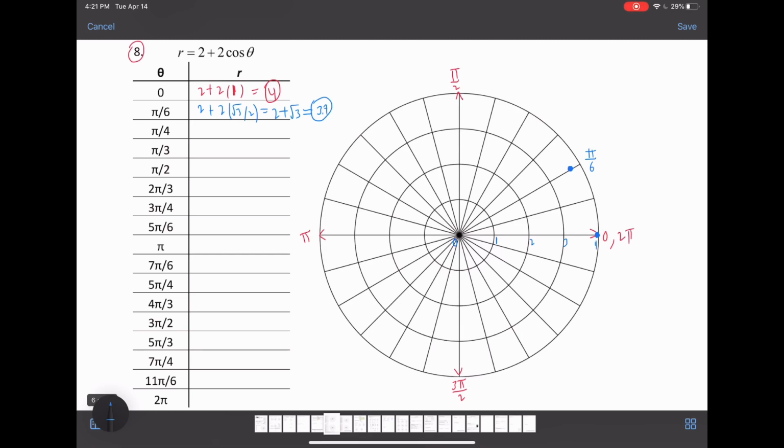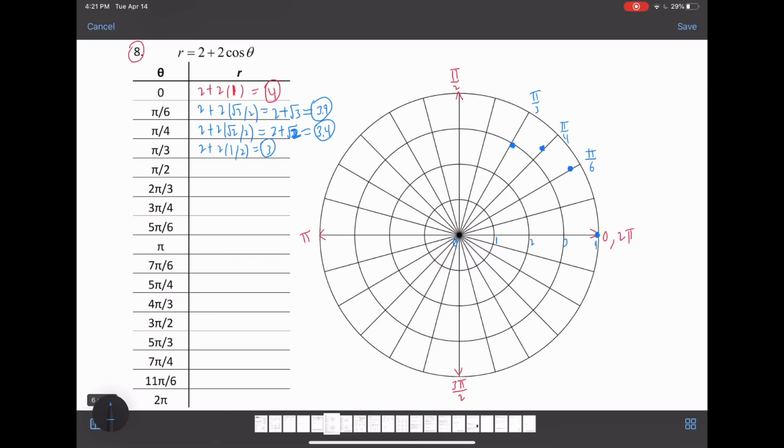Next up, pi over 4. This is 2 plus 2 times the square root of 2 over 2. So calculator-wise, 2 plus the square root of 2 this time gives me about 3.4. So on the picture, pi over 4 is at 3.4. So I'm curving around a little bit further in. Pi over 3, 2 plus 2 times a half, and this is really just 2 plus 1 gives me exactly 3. So pi over 3 is here. We're down to 3 units. This one's kind of starting like a bigger scale version of the last one where it's curving back and around.